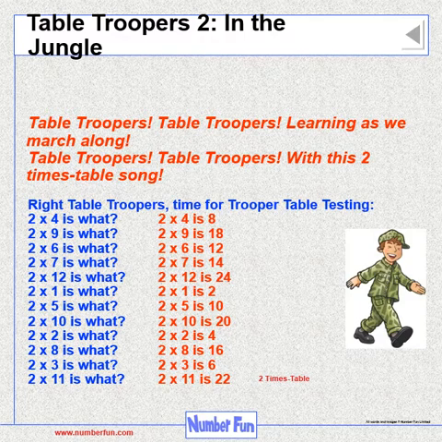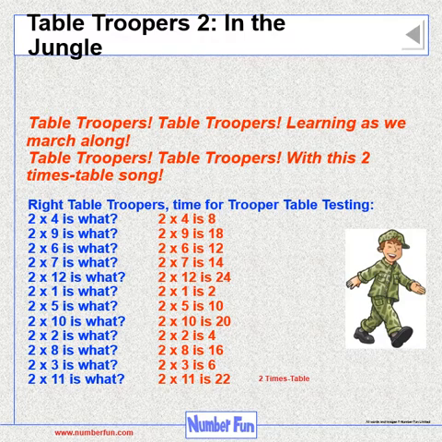2 times 4 is what? 2 times 4 is 8. 2 times 9 is what? 2 times 9 is 18. 2 times 6 is what? 2 times 6 is 12. 2 times 7 is what? 2 times 7 is 14. 2 times 12 is what? 2 times 12 is 24. 2 times 1 is what? 2 times 1 is 2. 2 times 5 is what? 2 times 5 is 10. 2 times 10 is what? 2 times 10 is 20. 2 times 2 is what? 2 times 2 is 4. 2 times 8 is what? 2 times 8 is 16. 2 times 3 is what? 2 times 3 is 6. 2 times 11 is what? 2 times 11 is 22.